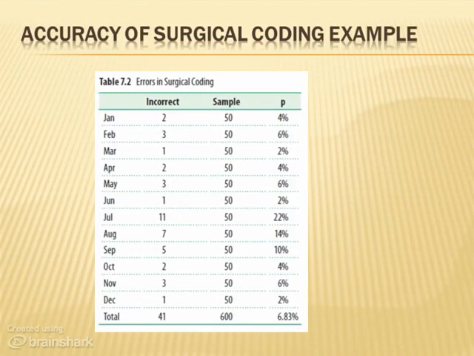So let's look at the example from the book about the accuracy of surgical coding in a department. So these are surgery procedures that are coded by people with expertise in this area, and it's really critical so that we can have accurate billing.